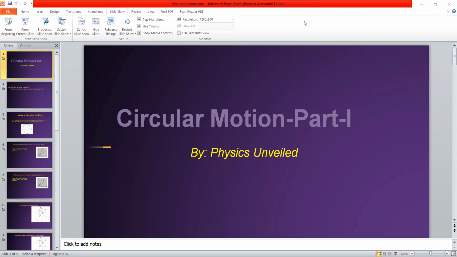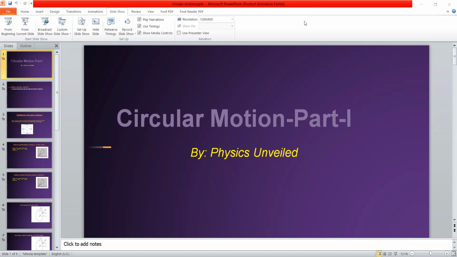And in this particular session, we are going to discuss a very important and interesting topic of class 11 physics, that is circular motion. We have divided circular motion into two parts. First is the kinematics of circular motion, and second part is dynamics of circular motion, where we are going to discuss the different types of causes that make a body move around a circle.